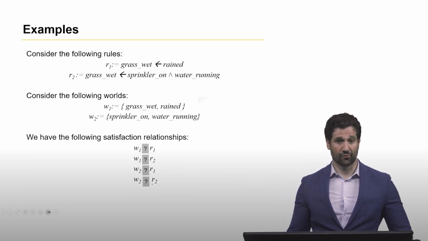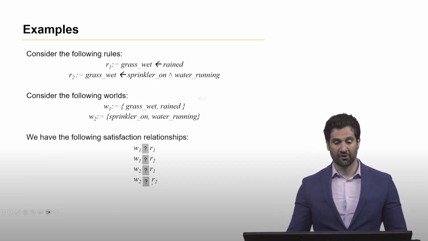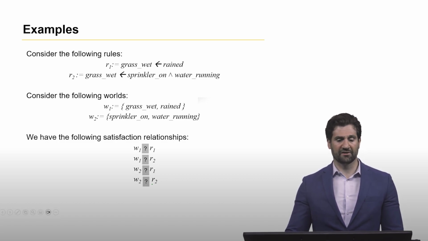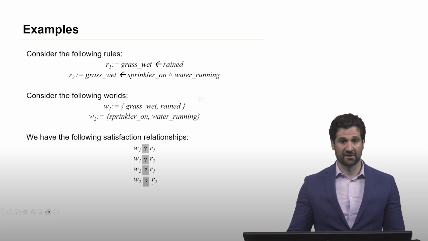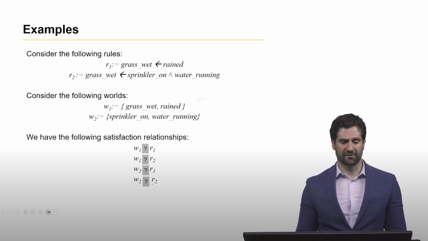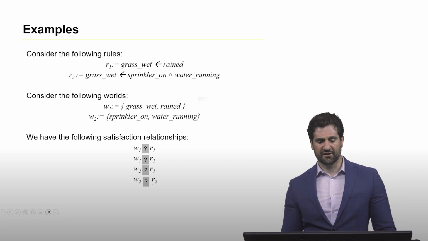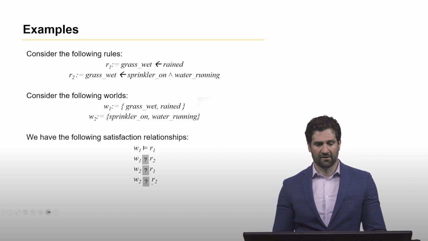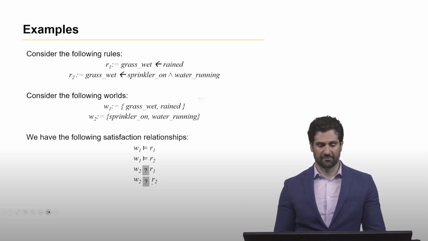Okay, so let's do some quick examples. So we have 2 rules, rained, then grass is wet, and then we have water running and the sprinkler on, then the grass is wet. And we have 2 worlds. World 1 says the grass is wet and it rained, and world 2 says sprinkler on and raining. So does world 1 satisfy rule 1? And the answer is yes. Both the head and the body are true, so it has to. Does world 1 satisfy rule 2? Well, the head is true, so it must satisfy it.